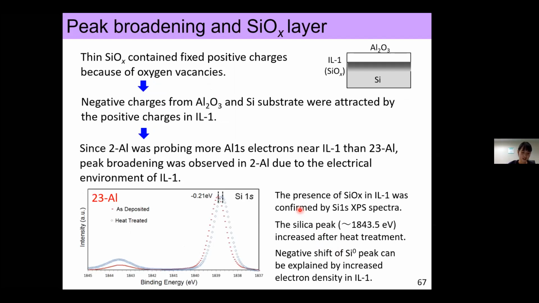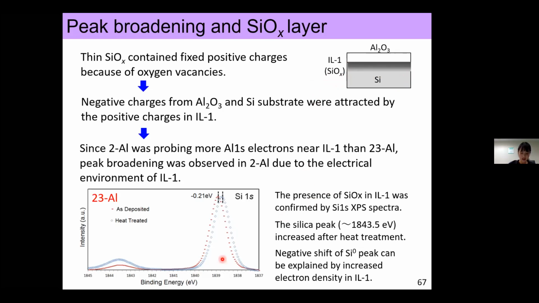Thin oxide silicon contained fixed positive charge. Therefore, it attracts negative charges from alumina and silicon substrates. Since 2Al, 2 aluminum was drawing more aluminum 1s electrons near IL region rather than 23 aluminum, peak broadening was observed in 2 aluminum due to the electrical environment of IL1.